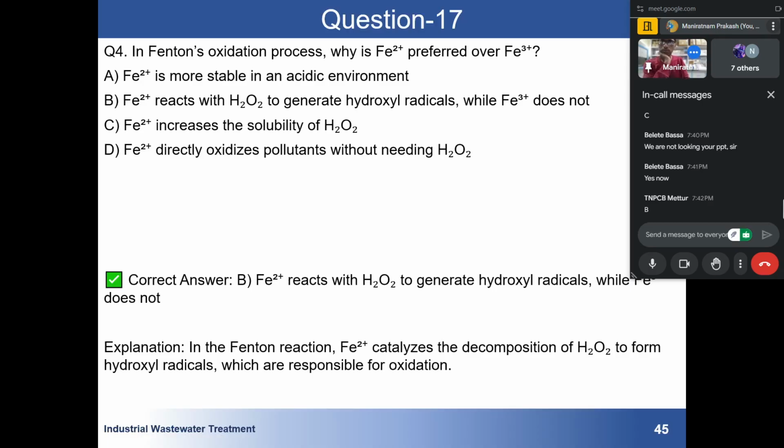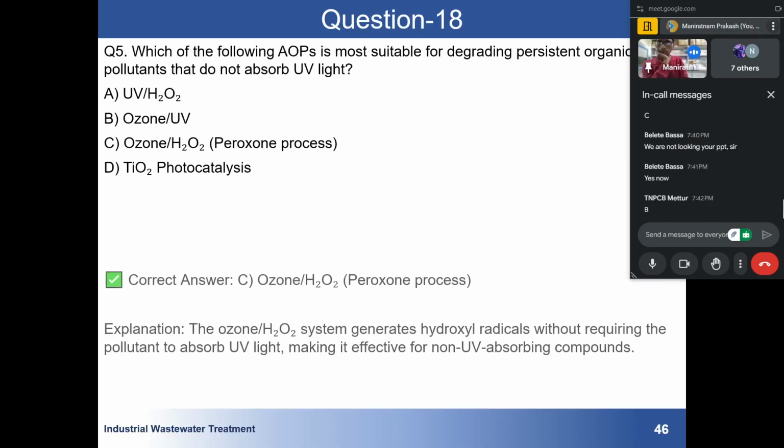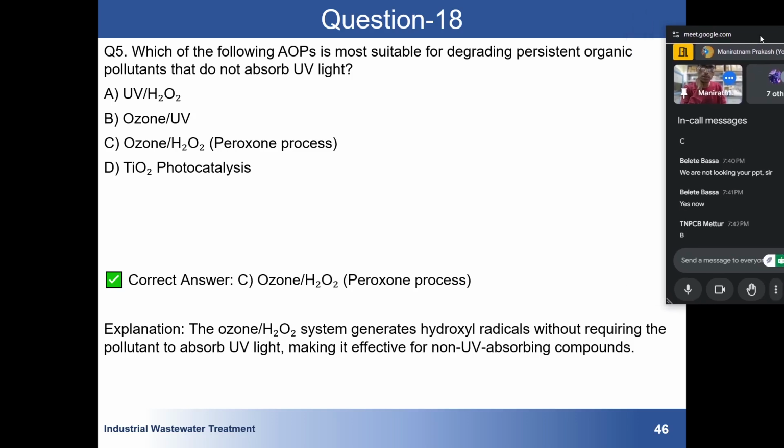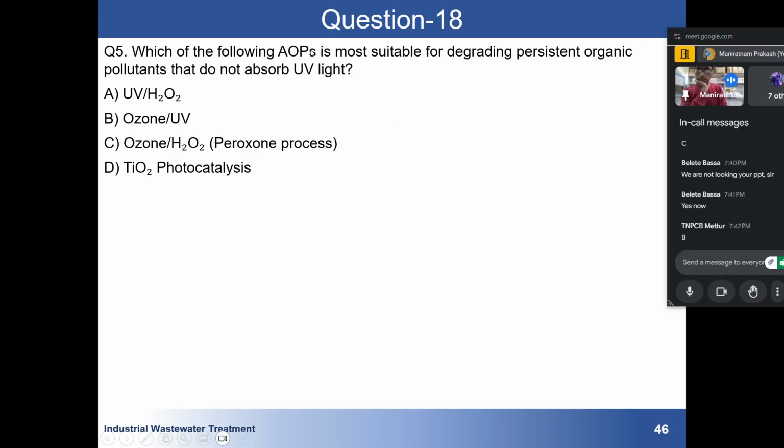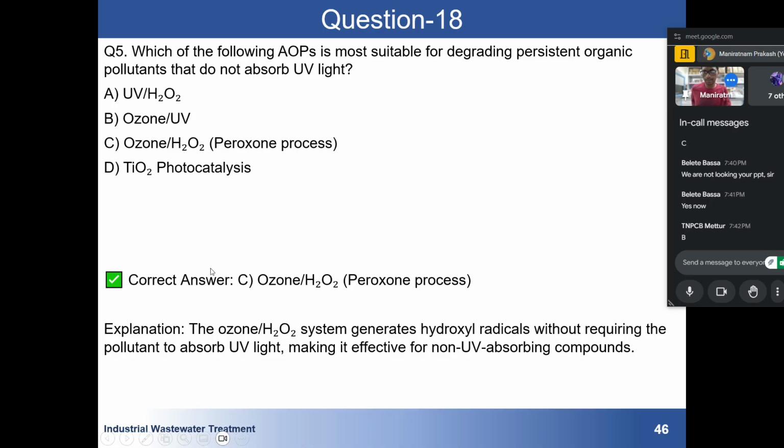This question was already there. Question number, which of the following is the most? I have already sent you the answer. Which of the following AOPs is the most suitable for degrading persistent organic pollutants that do not absorb UV?